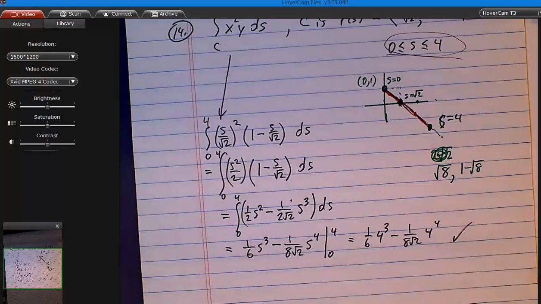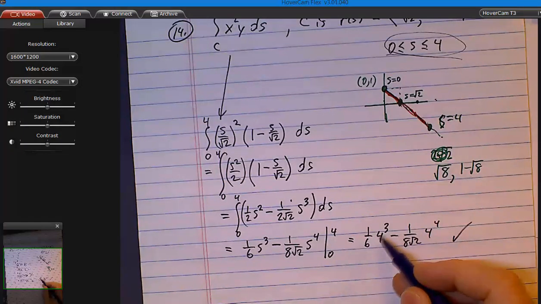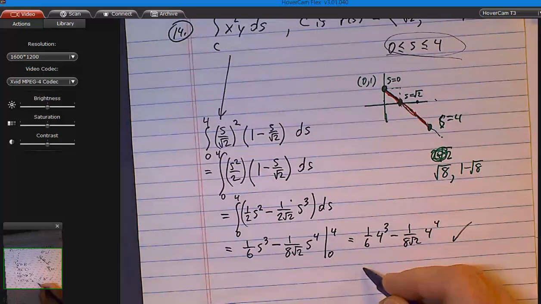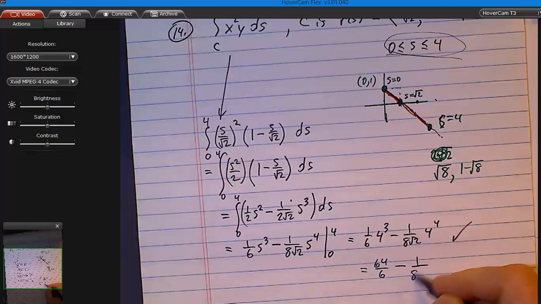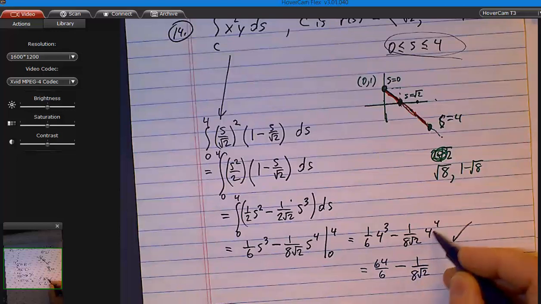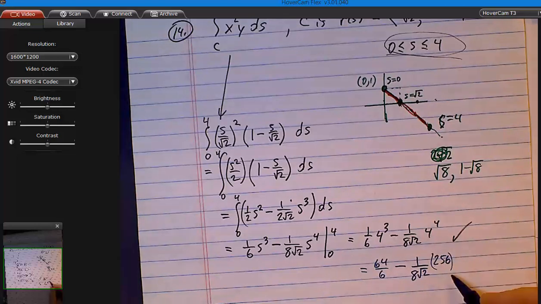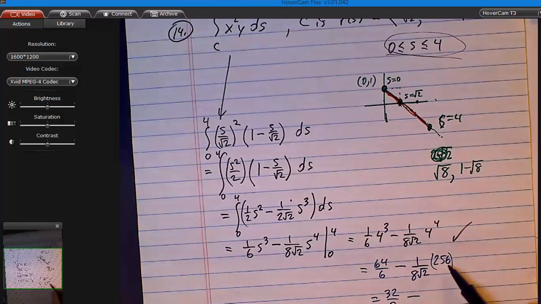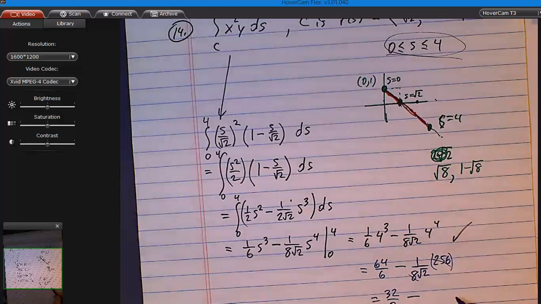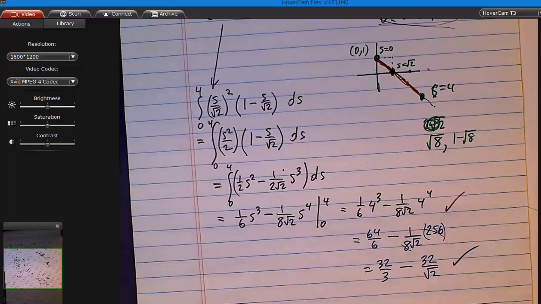So when we were doing 14, I got this far and said I'm done, but I don't have to be done, right? 4 cubed is 64, so this is 64 over 6 minus 1 over 8 radical 2 times, well, this is 256, right? 4 to the 4th. And so some canceling happens, and I get 32 thirds minus, and here some canceling happens because 8 goes into that, 32 times 32 over the square root of 2. All right, let me leave it at that. That's good enough.